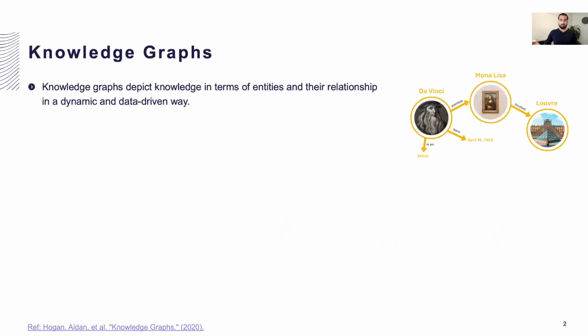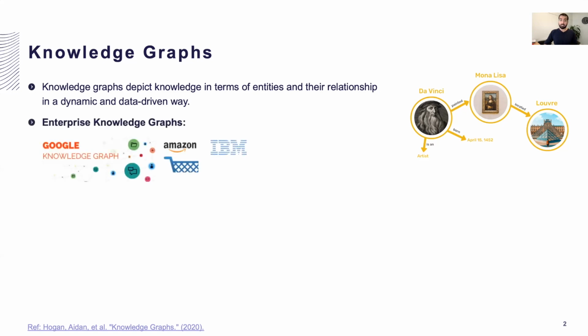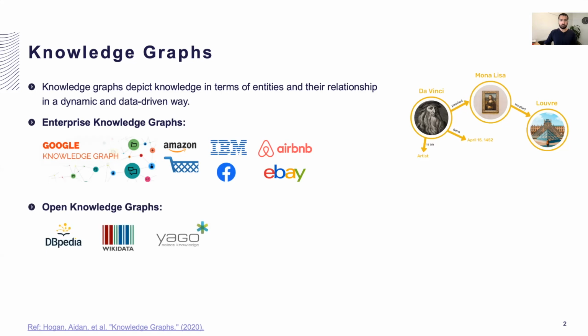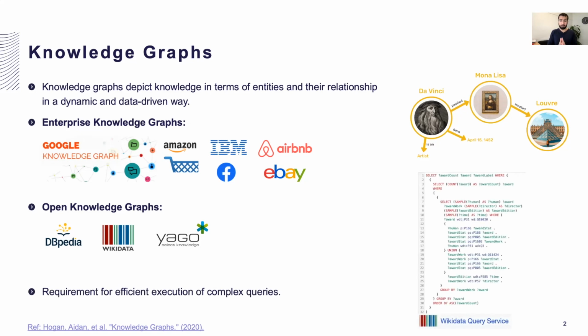Knowledge graphs depict knowledge in terms of entities and their relationships, in the form of nodes and edges, as shown in this example knowledge graph. They are being used at enterprise level by many organizations such as Google, Amazon, Facebook, etc. Alongside this, a lot of open knowledge graphs are also being produced, such as DBpedia, Wikidata, and Yago. Since they are widely used, we now move from the need for simple to complex SPARQL queries. An example complex SPARQL query on Wikidata is shown here.